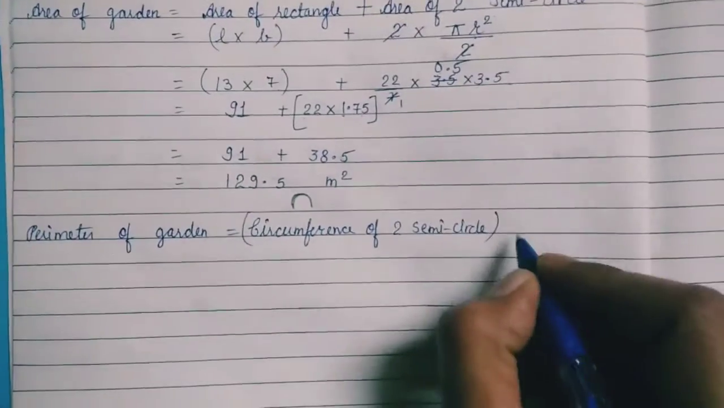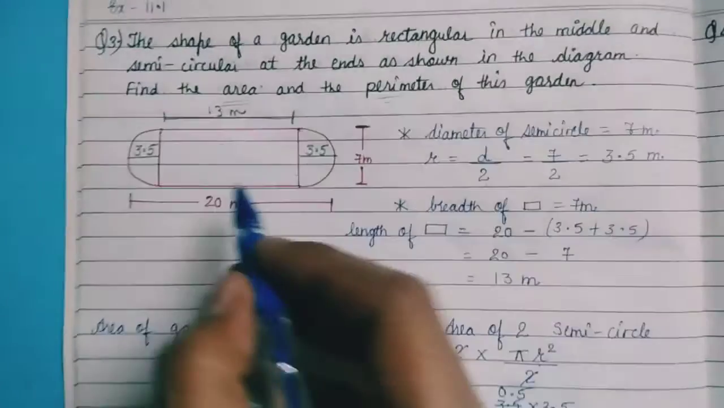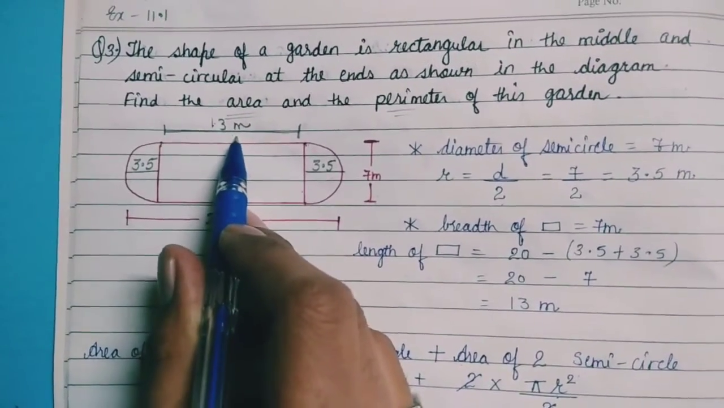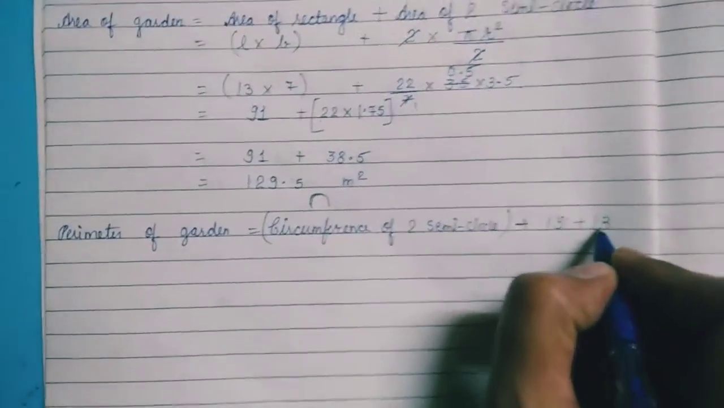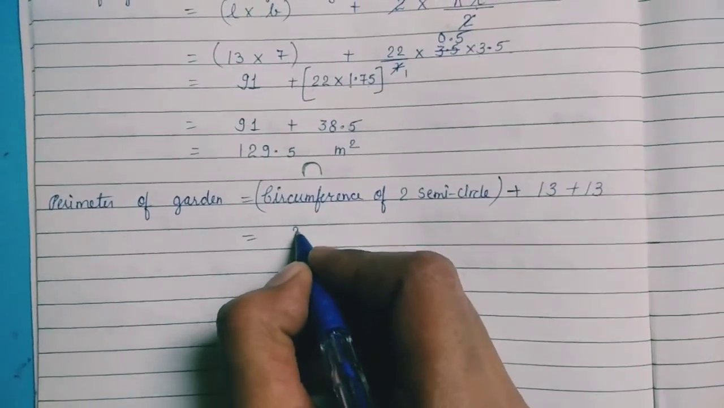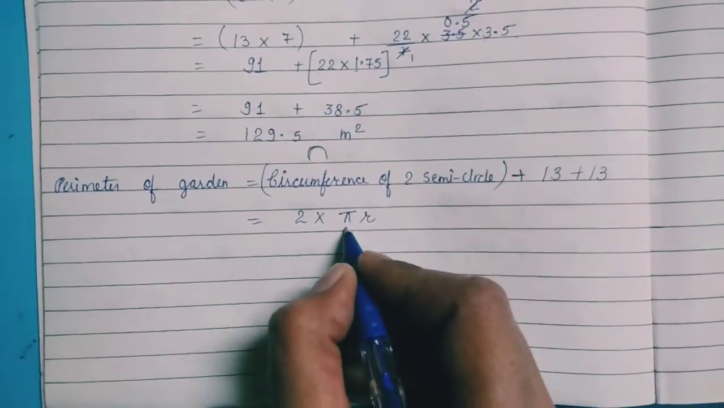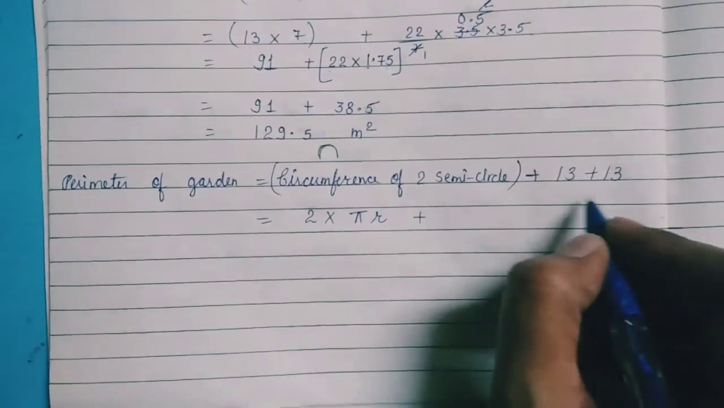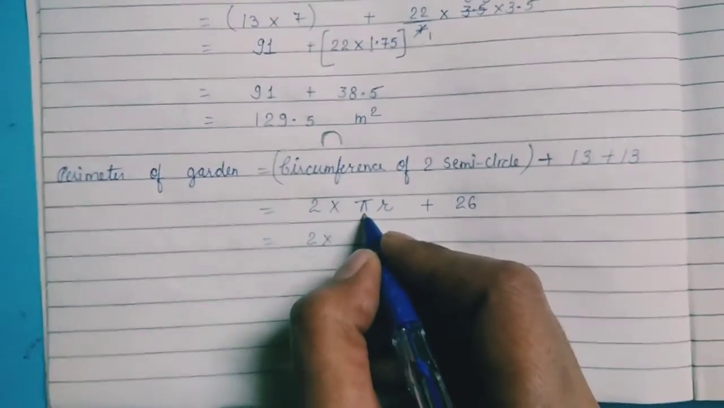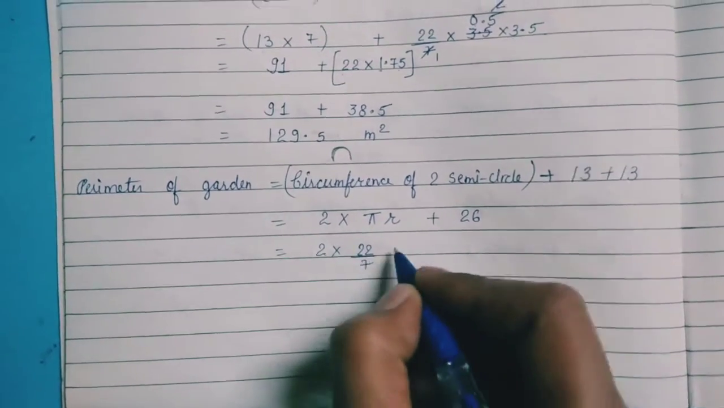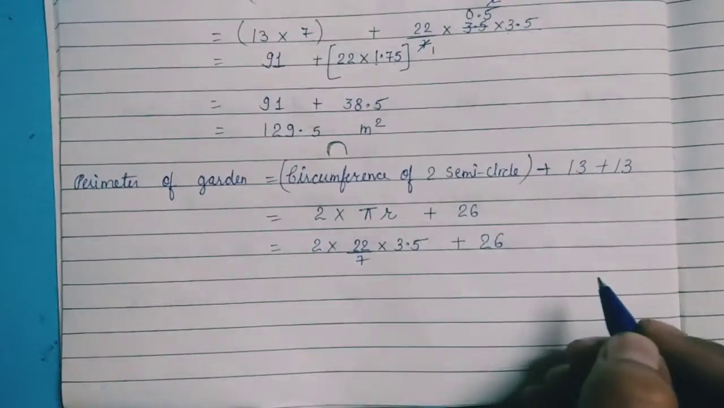So here, after taking out the circumference of two semicircles, we will add simply 13 of this side and 13 of the downside. So here 13 plus 13. We have two semicircles, that's why 2 is multiplying by the circumference of a semicircle, which is pi r, and 13 plus 13 is 26. Here 2 into the value of pi, which is 22 by 7, r is 3.5, plus 26.